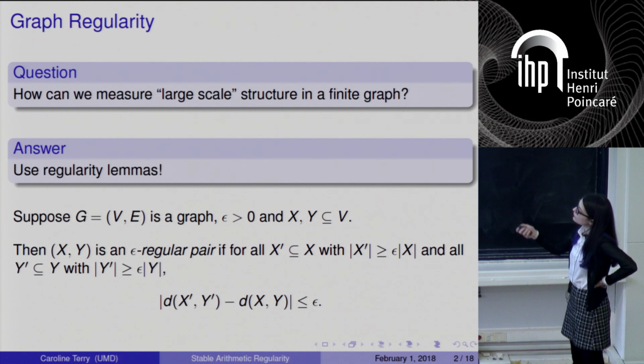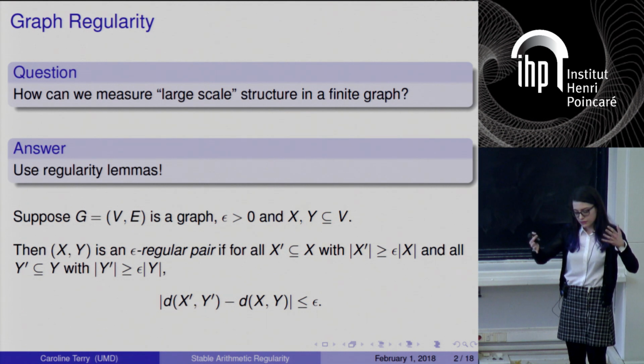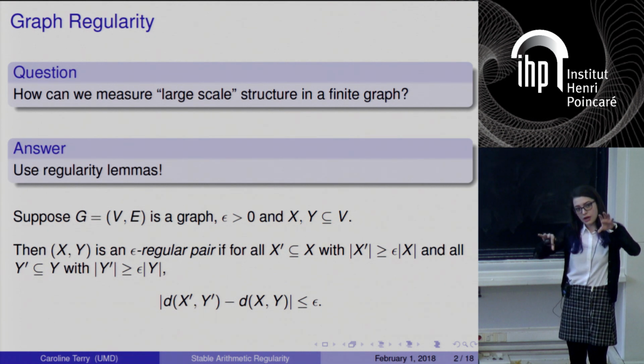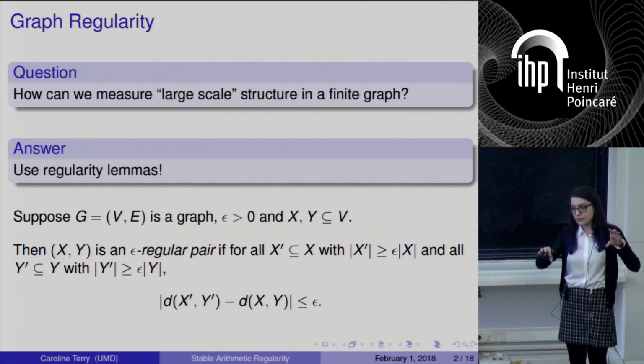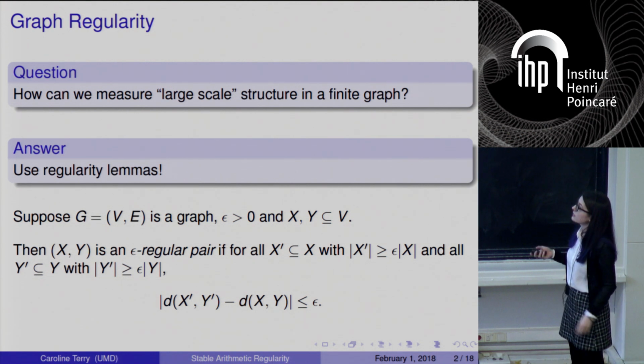So the idea is that a pair is epsilon regular if it looks kind of uniform. If you take substantially sized blobs out of either side and look at the induced graph there, you haven't changed the density much. So it looks uniform when you are taking pieces.